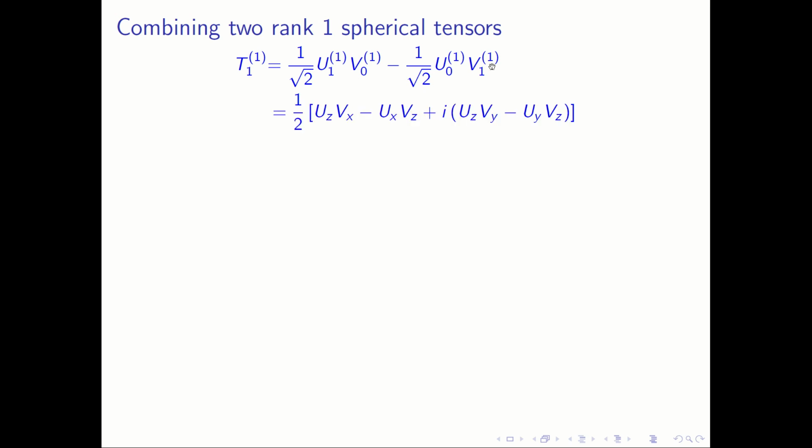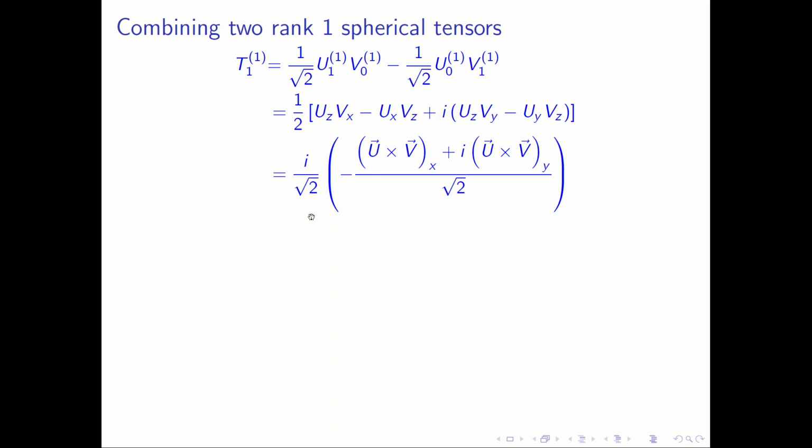Now, if you expand this out and do the calculation, you will notice something rather funny, which is, apart from an i by root 2 factor, now this is an algebra which you should carry out yourself, it's pretty straightforward, you actually get things with these components that should immediately remind you of a cross product. You actually get u cross v's x component plus i times u cross v's y component, divided by root 2. But remember, this exactly is a spherical vector corresponding to the Cartesian vector given by u cross v x, u cross v y, u cross v z.